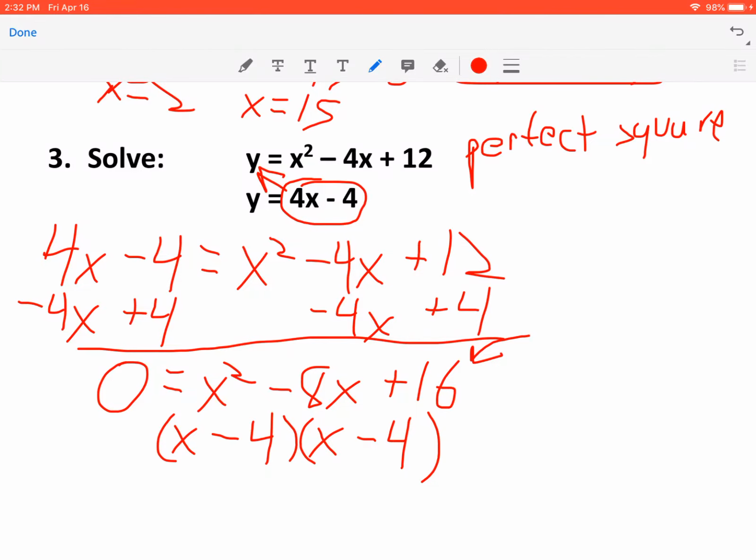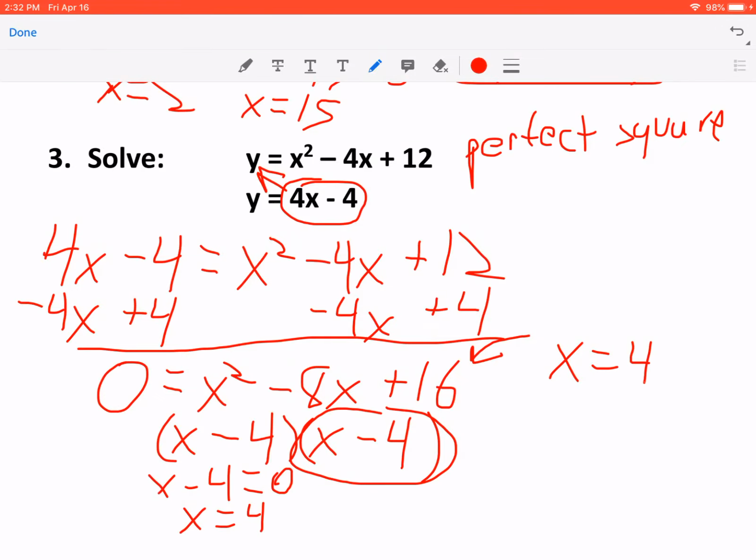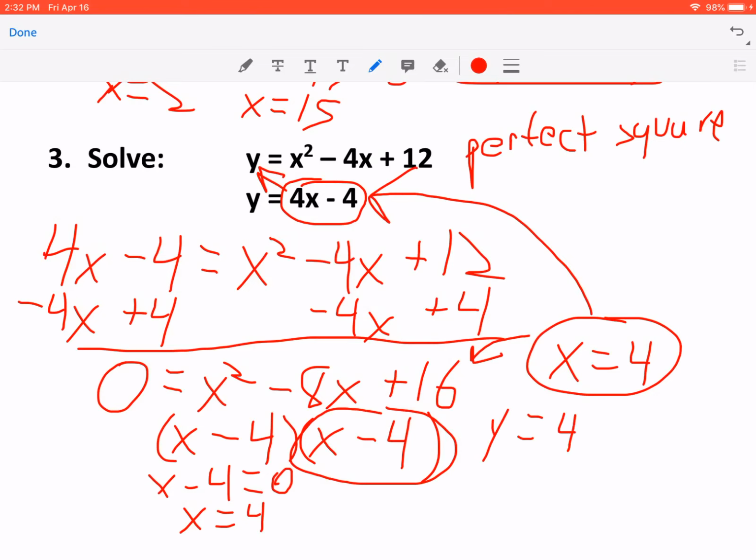Think about it. When you set this equal to 0, x minus 4 equals 0. Bring the minus 4 over, x equals 4. Wouldn't you get the same answer here? So you can't have 4 twice. So again, if x is equal to 4, what's the easy one to plug it into? Plug it into this one to get y. So y equals 4 times 4 minus 4. 4 times 4 is 16. 16 minus 4 is 12. You only have one solution with this one. It's the coordinate 4 and 12.